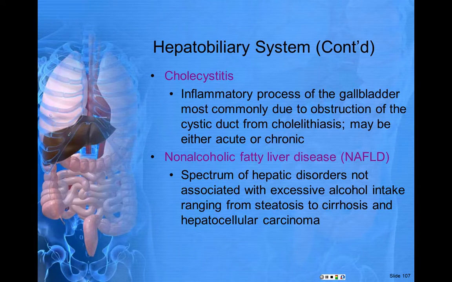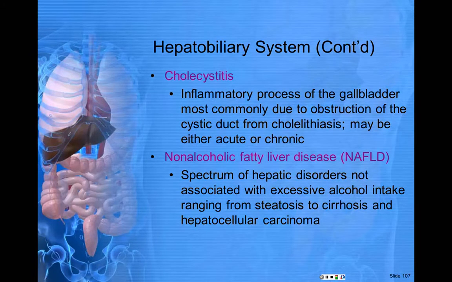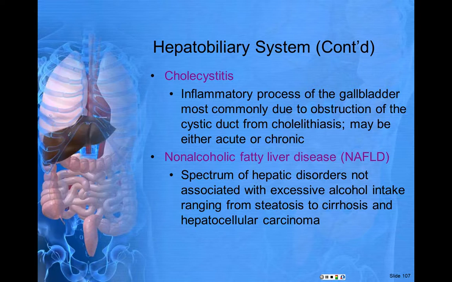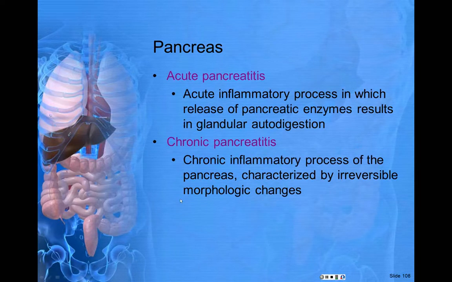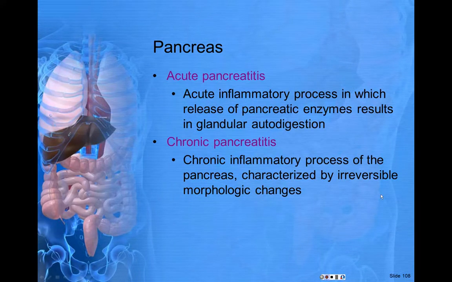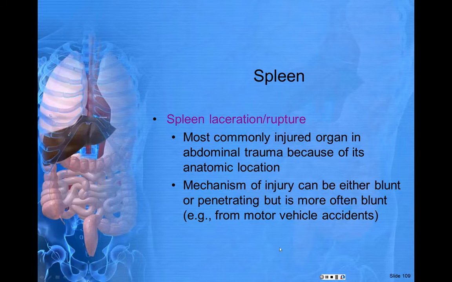Then we have the non-alcoholic fatty liver disease. Excessive alcohol intake ranging from steatosis to cirrhosis and even leading to carcinoma of the liver. The pancreas, we can have acute or chronic pancreatitis. Spleen laceration or rupture is the most commonly injured organ in abdominal trauma because of where it's located.